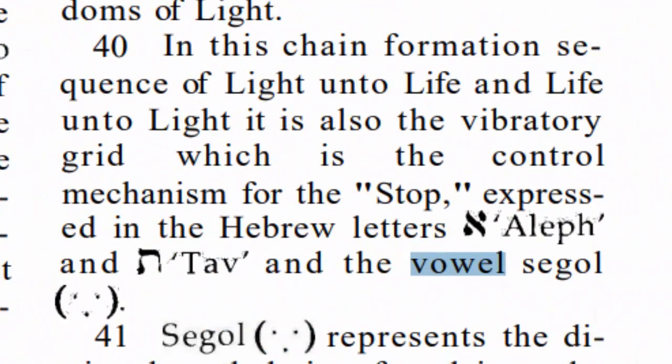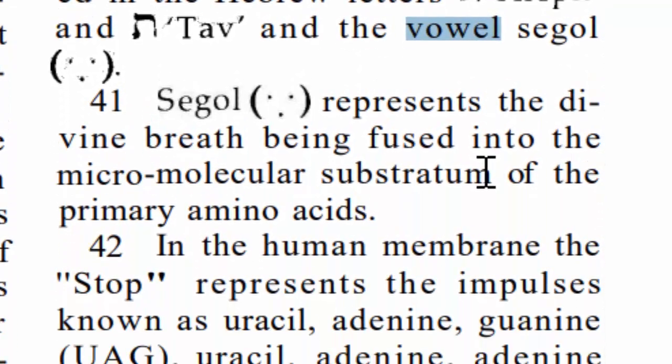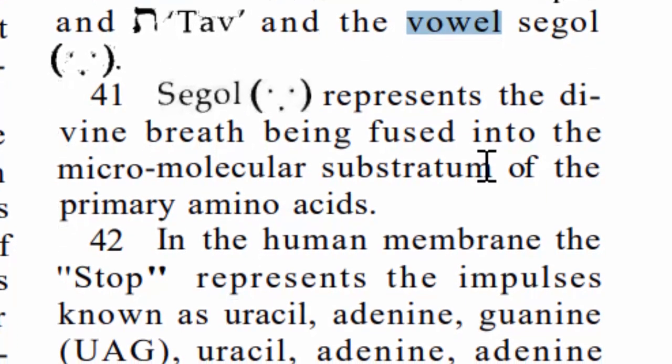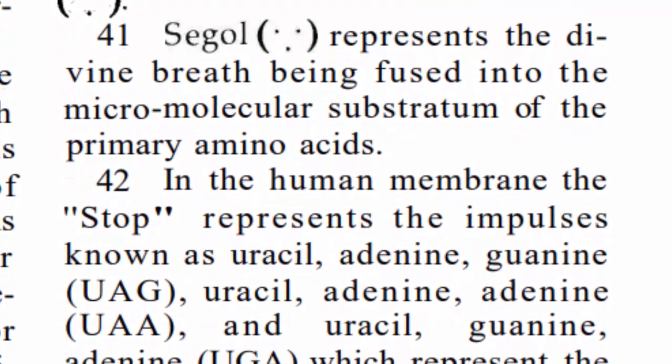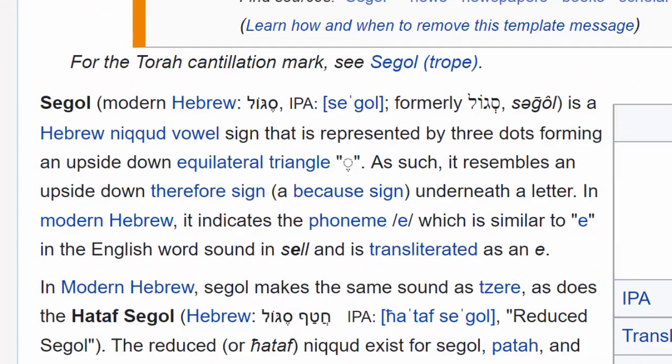But here we see it again down here in verse 40. It says, in the chain formation sequence of light unto the life and life unto light, it is also the vibratory grid, which is the control mechanism for the stop expression in the Hebrew letters Aleph and Tav and the vowel Sigil. Sigil represents the divine breath being used into the micromolecular substratum of the primary amino acids. So we got some more study to understand this vowel sound here.